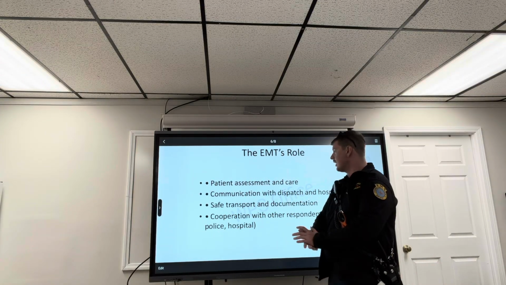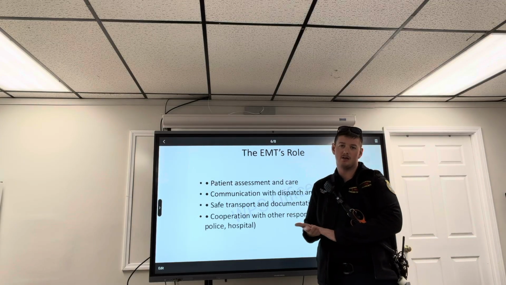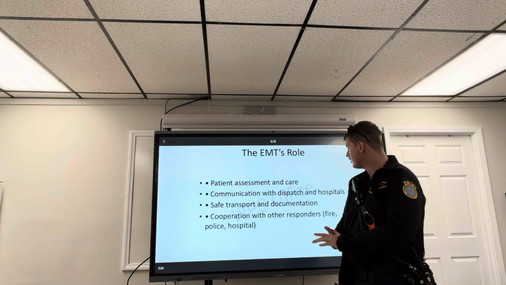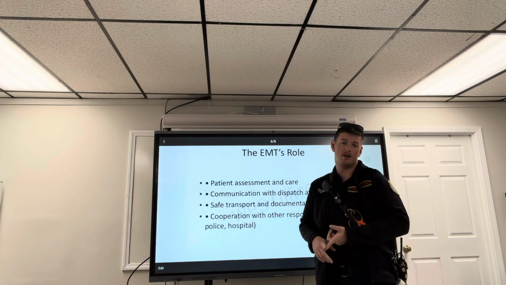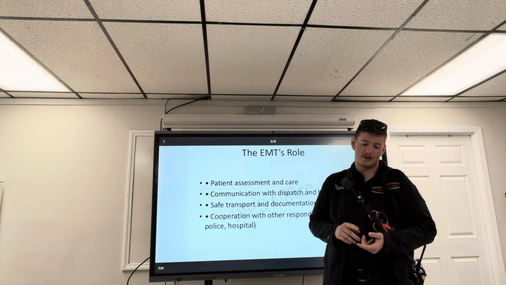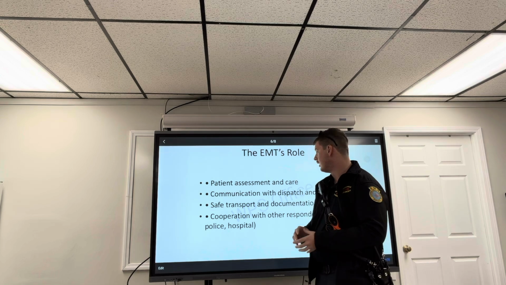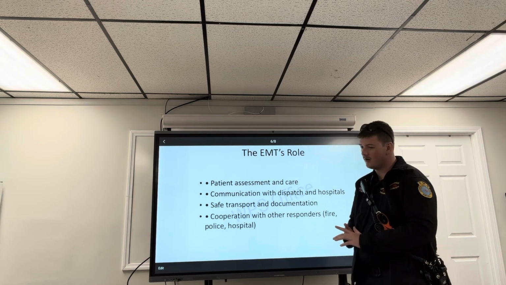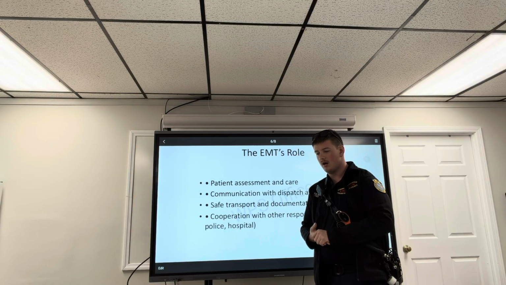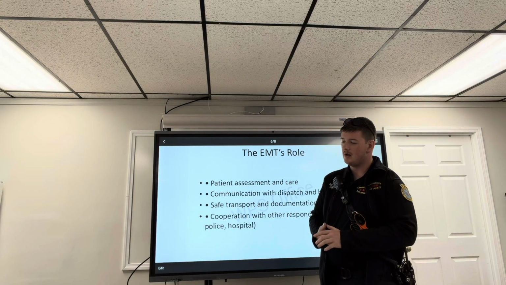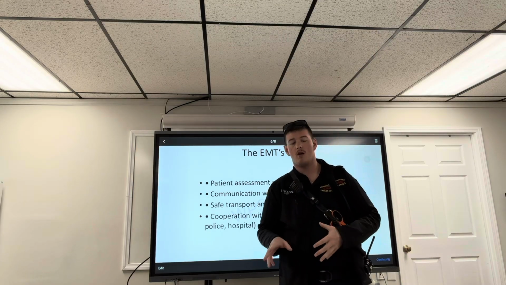So the EMT's role is to assess the patient and provide basic life-saving care. Communication with dispatch and hospitals, so giving a report to the incoming hospital as far as preparing them for the patient that you're bringing them. Safe transport and documentation. So safe transport is acting with due regard while you're driving, with or without lights and sirens. And then your patient documentation is going to go into your PCR, or patient care report.